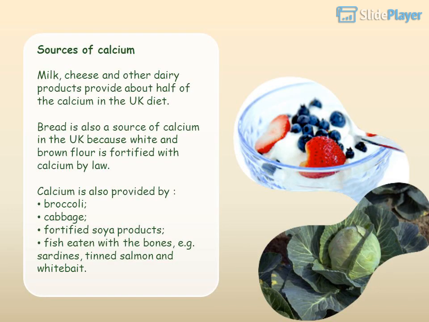Sources of calcium. Milk, cheese and other dairy products provide about half of the calcium in the UK diet. Bread is also a source of calcium in the UK because white and brown flour is fortified with calcium by law. Calcium is also provided by broccoli, cabbage, fortified soya products, fish eaten with the bones, for example sardines, tinned salmon and whitebait.